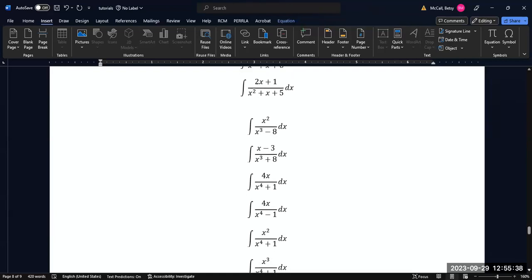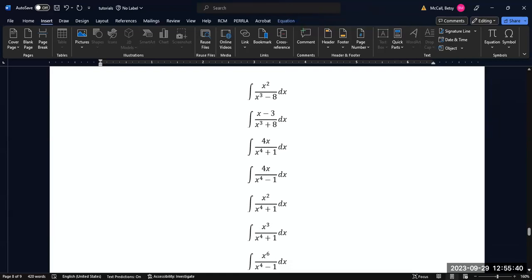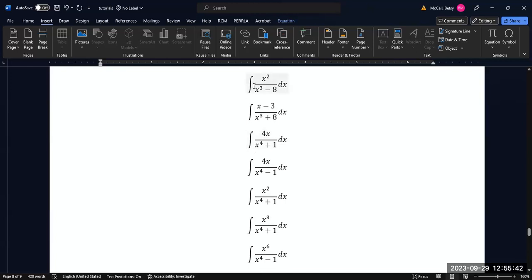Now here's a couple others. So again, is this a proper fraction? This one is. If I take the derivative of this denominator, do I get the numerator? I do. The derivative of 3x cubed minus 8 is 3x squared. Again, that constant we can fix with u substitution. That is going to result in a log integral.